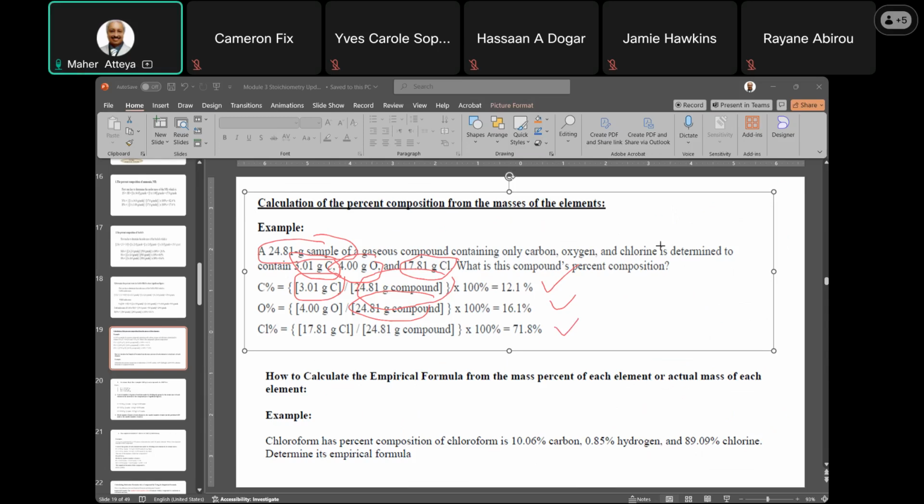Now, if I have those, can I make an empirical formula out of this? Yes or no? Yes. I can assume each one of them here is 100%, correct? So the sample is 100 gram. So this one here turns out to be 12.1 gram, okay? The empirical formula calculations start with assuming that the percentage is 100% standard gram. So this one will be 16.1 gram.